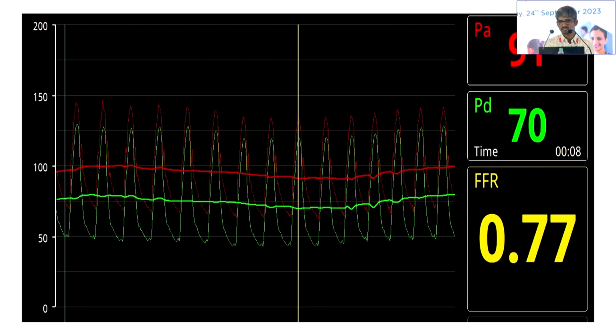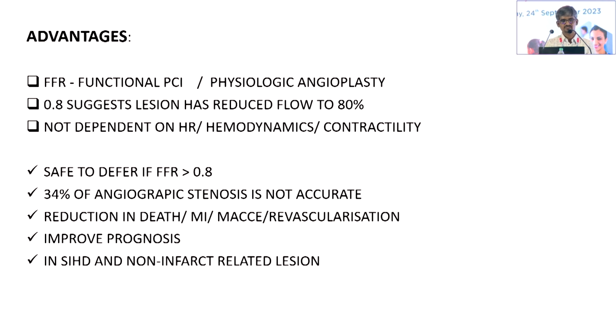So now the treatment options become: we have to revascularize all 3 vessels, whether he has to be sent for CABG surgery or multi-vessel PCI. The advantage is FFR is considered to be a functional PCI or physiological angioplasty. More than 0.8, no need for any intervention. Less than 0.8 needs to be intervened. And 34% of angiographic stenosis assessments are not accurate. That needs to be confirmed by FFR.